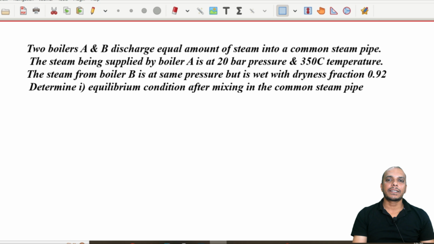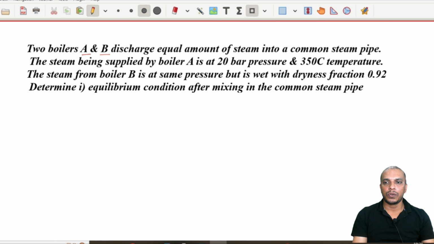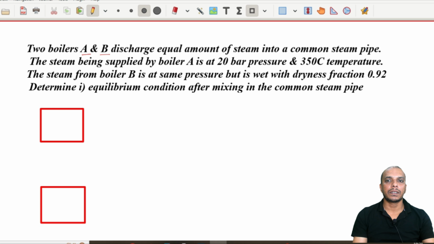Hello. In this class, we will solve a problem using Mollier chart. There are two boilers, boiler A and boiler B, that discharge equal amount of steam into a common steam pipe. So, let us have a simple diagram where we can easily visualize the thing. There is a common pipe here.